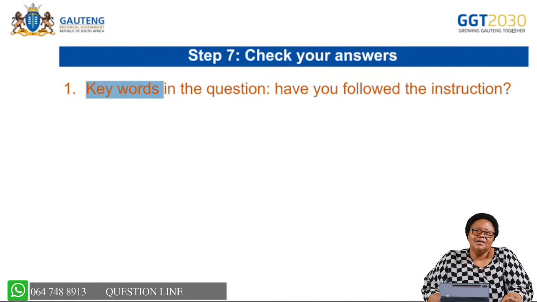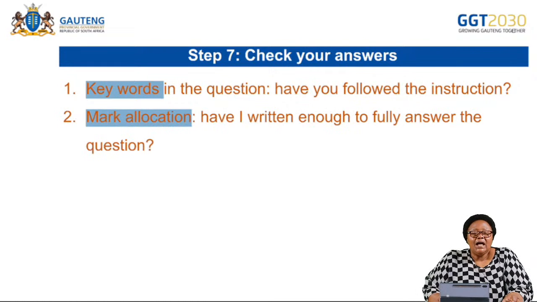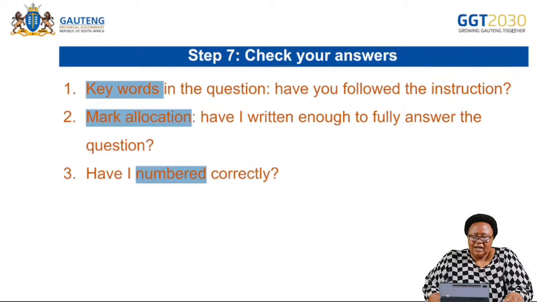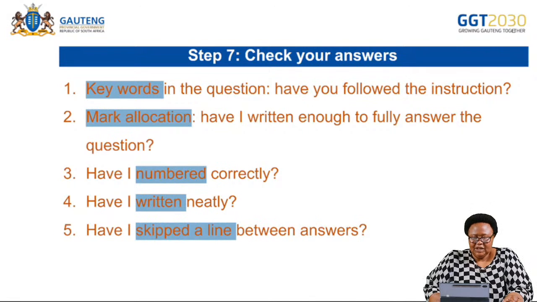What are you checking? Look at the keyword. Did you answer the question as instructed? Mark allocation. Did you write enough? Have I numbered correctly? Have I written neatly? Please write neatly so that the marker is able to see what you have written. Have I skipped a line in between so that your work is neat?